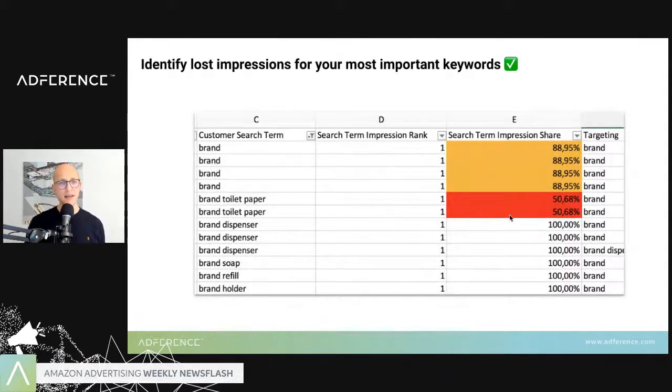And how does it look? If you download this report, well, you open up a spreadsheet and you see your customer search terms here. You see your search term impression rank and the search term impression share.